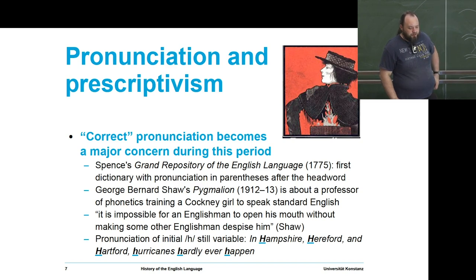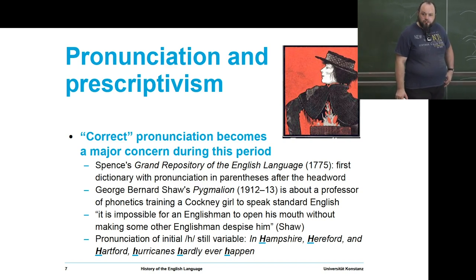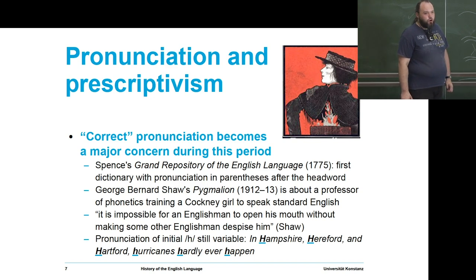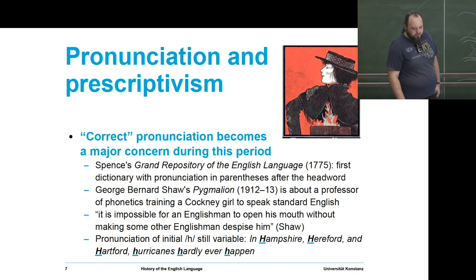Pronunciation also becomes a very important issue. So people are very concerned with how they sound during this period. It's not that they weren't concerned with that at all before, but during the 18th century onwards, this becomes, at least in Britain, a kind of national obsession. How do you correctly pronounce things? How do you pronounce things like the best people pronounce things?